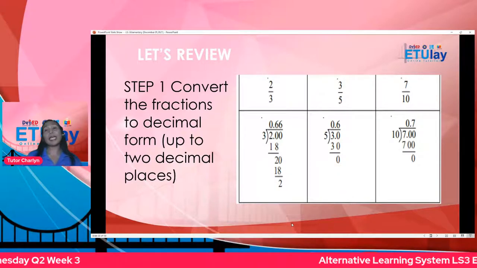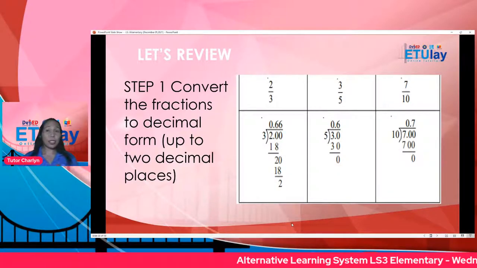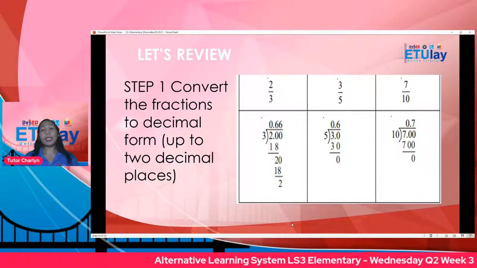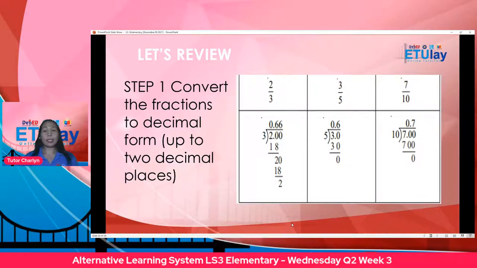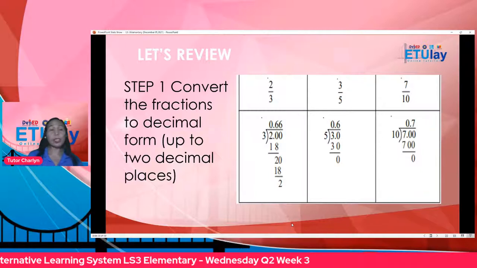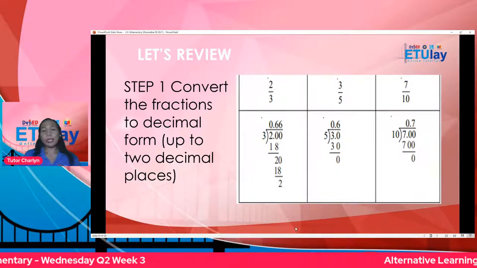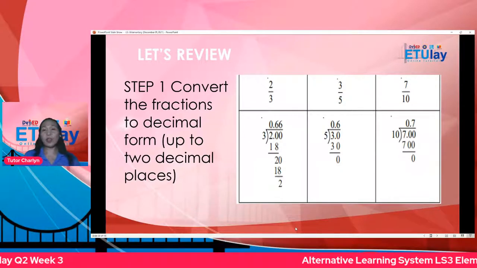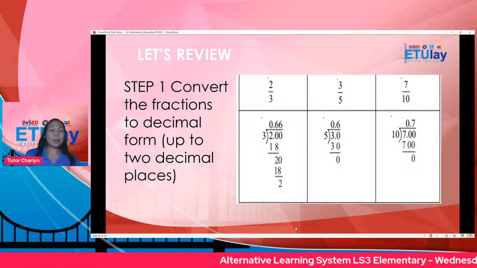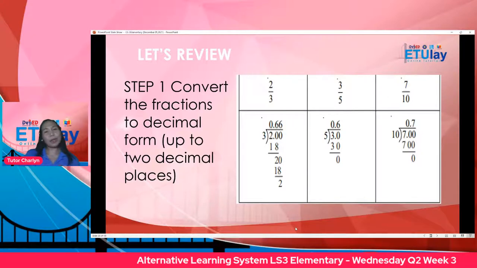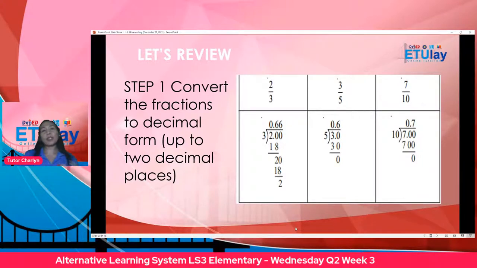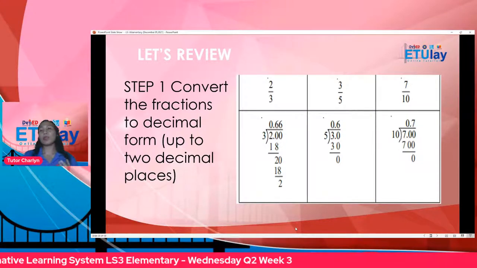Then, 7 over 10. 7 divide 10, 0, put a decimal point, then add 0. It's only isang 0 lang po yan, it's a typographical error, so we get 0.7. So, sino yung may pinakamalaking amount na binili at pinakamaliit na binili? Sino ba yung may 2/3? Sino ba yung may 3/5? Sino ba yung 7?